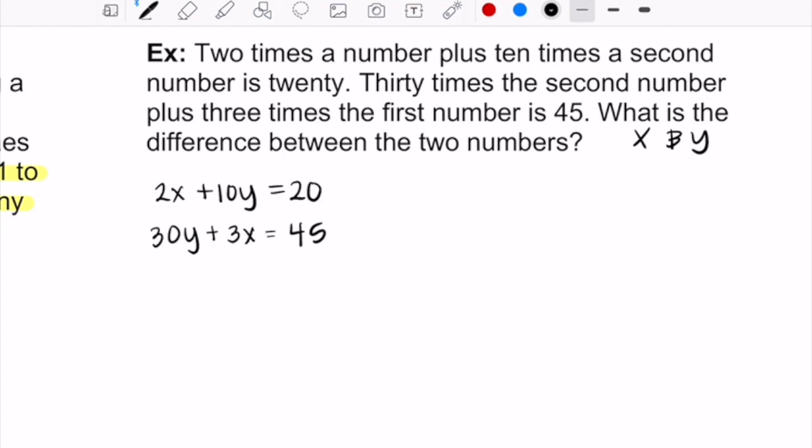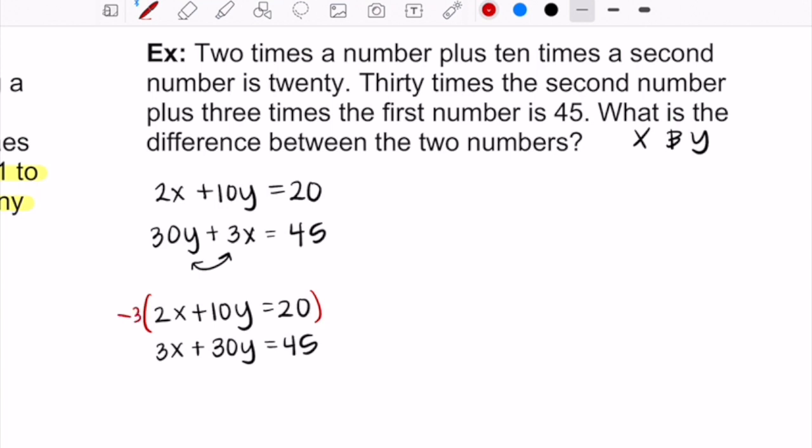Notice that on the second equation, the terms for x and for y are backwards, so you might want to flip these two around before you do your elimination. A lot of students think that elimination is easier when the like terms are stacked on top of each other like that. We need to figure out both of the numbers, so it doesn't matter which number you eliminate first. I'll multiply the first equation through by -3 because notice when I do that distributive property, the coefficients on my y terms will be opposites.